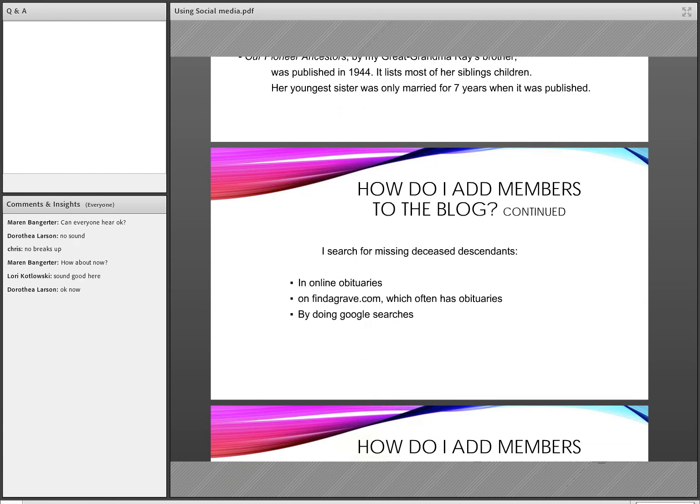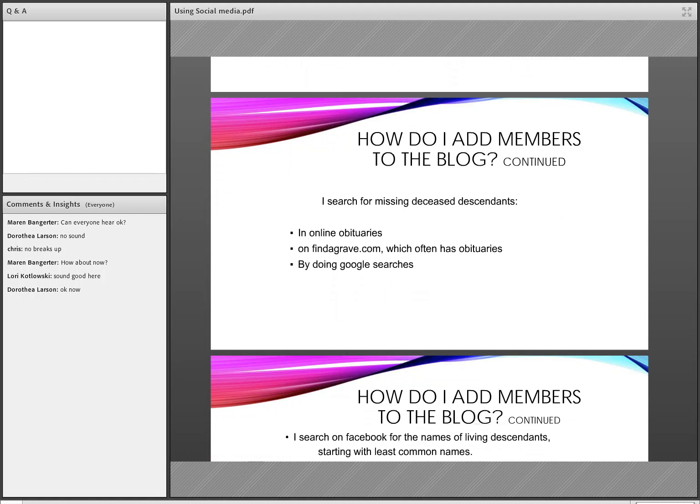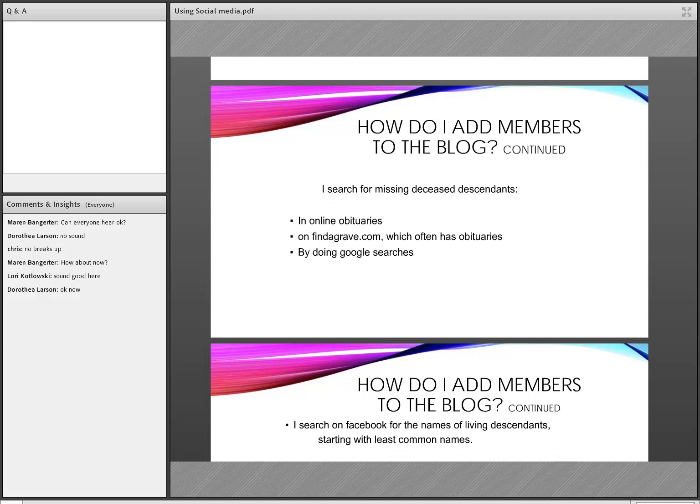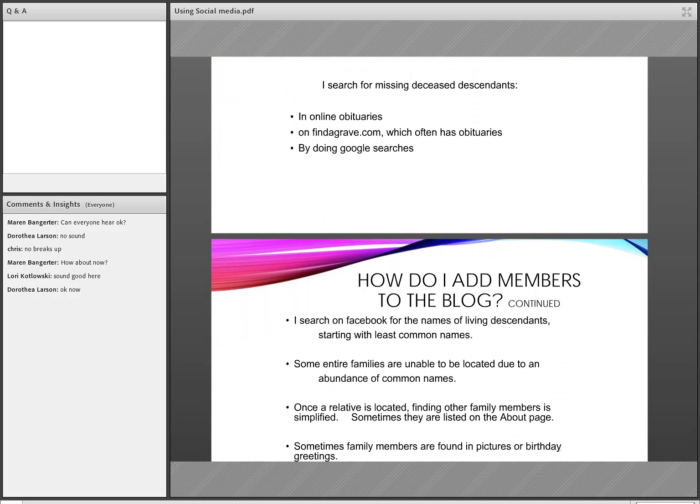And the next slide continues talking about that. For deceased descendants that maybe aren't listed in that book, I've Googled them, looking in online obituaries, findagrave.com, which has obituaries sometimes, and just doing Google searches. There are so many websites out there, like family websites. So if you can find a family website, depending on how earnestly you want to find distant relatives, that's how I've done it.